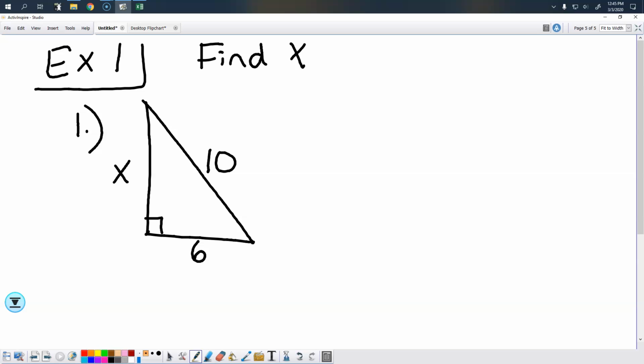All right. So isn't it x squared plus 6 squared? So we have a right triangle. We have two sides. That's Pythagorean Theorem to find the third. So a squared plus b squared equals c squared. Now c is the hypotenuse. Which side is the hypotenuse? X, 6, or 10? 10. So that goes here. The other two sides can go in the other blanks. It doesn't matter where you put them.